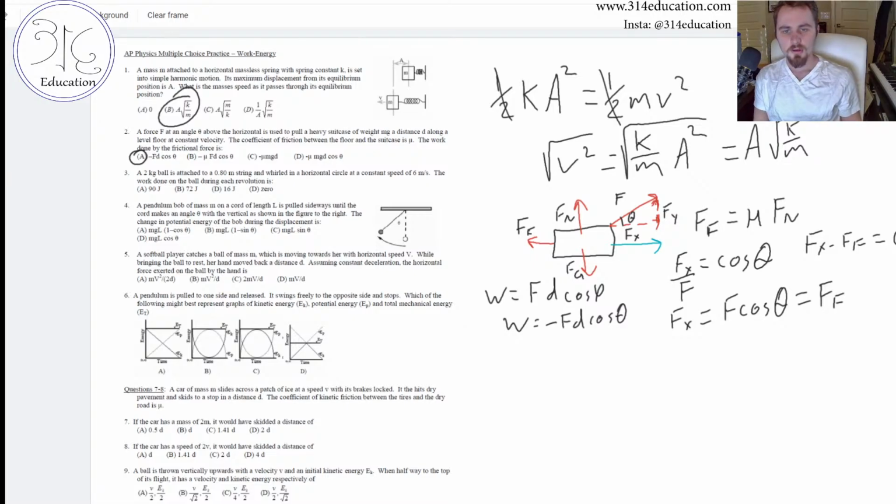Good, good. Do we need, we don't even need the mu for that, do we? Yep, that's a little strange. So we were given the coefficient of friction, but I think that was just a non sequitur.